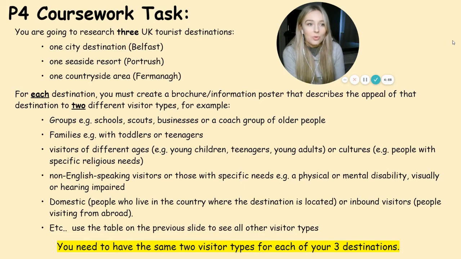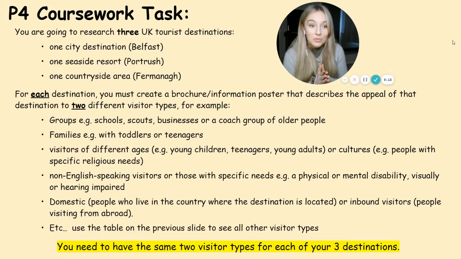which ones they are. So for your city destination, you're going to do Belfast. For your seaside resort, you're going to do Portrush, and for your countryside area, you're going to do Fermanagh. So everybody is going to be doing those 3 locations. So everyone's 3 locations will be the same. So you can't choose a different place within the UK.